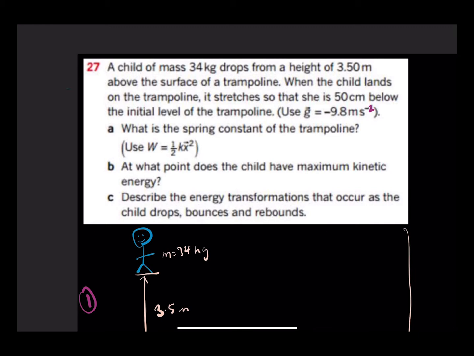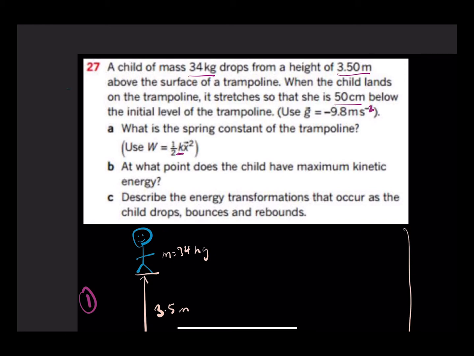That should be squared there. So we've got the height above the trampoline, we have the mass of the child, we have the distance that the trampoline is depressed. Let's have a look at what the question is asking. A says, what is the spring constant of the trampoline? So that's the k in this work equation here. B says, at what point does the child have maximum kinetic energy? And C says, describe the energy transformations that occur as the child drops, bounces, and rebounds.